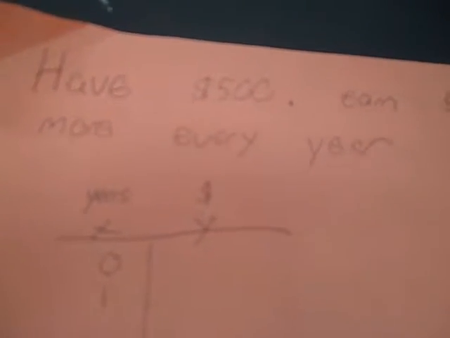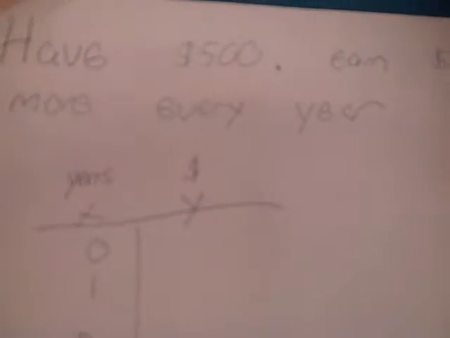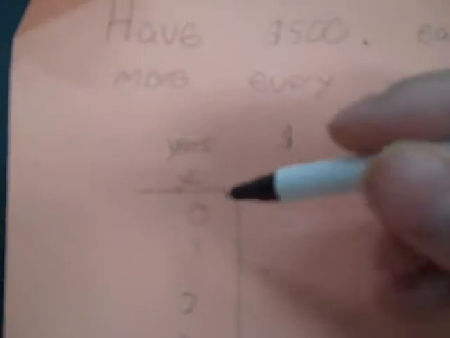Now, this first one seems pretty basic. Probably a fourth grader could do this part. I don't mean to sound insulting to you guys, but it is. It's illustrating a point. Okay. Let's say I have $500 and I earn $50 more every year. So year zero means your beginning amount that you have.